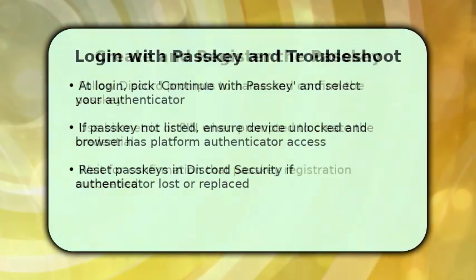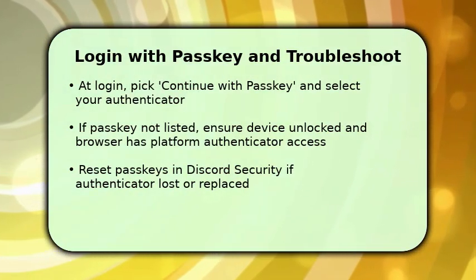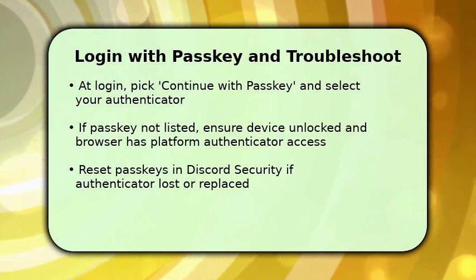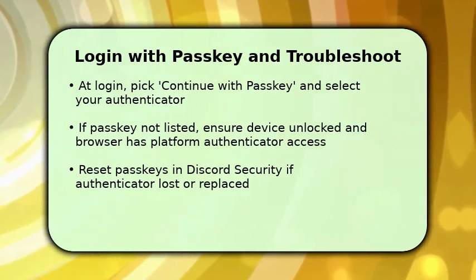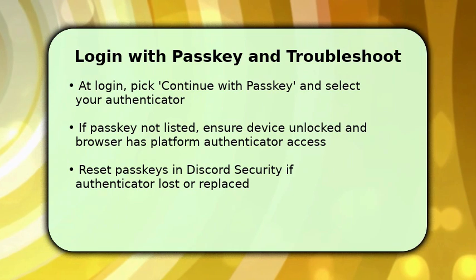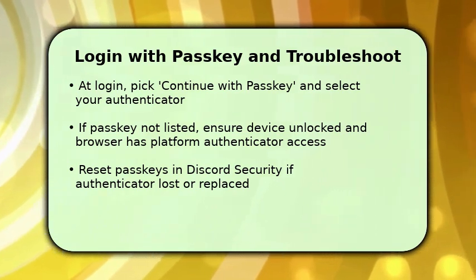To log in, select Continue with Passkey on Discord's sign-in screen and choose your registered authenticator. Then authenticate with biometrics or PIN. This completes an asymmetric challenge response, so Discord verifies you without a password.